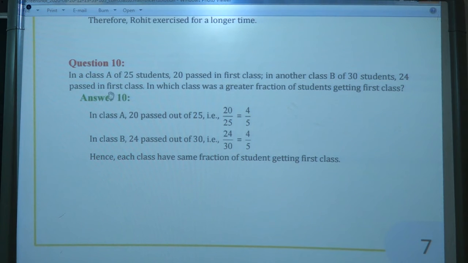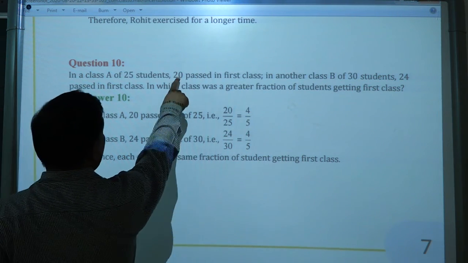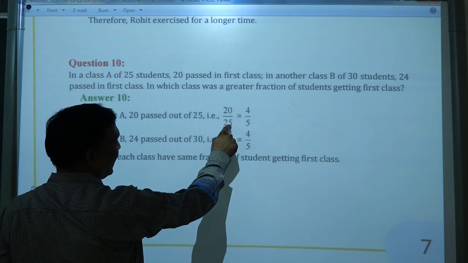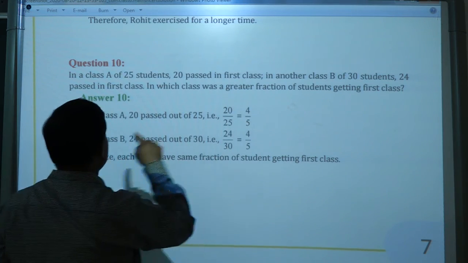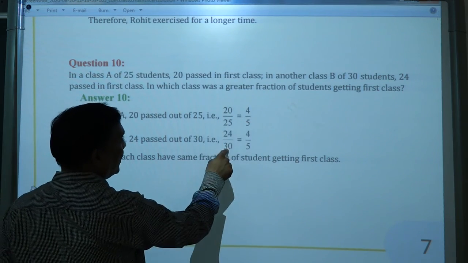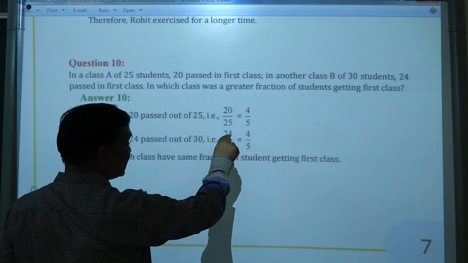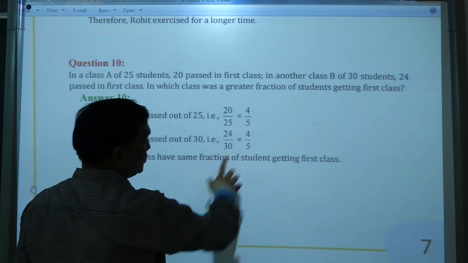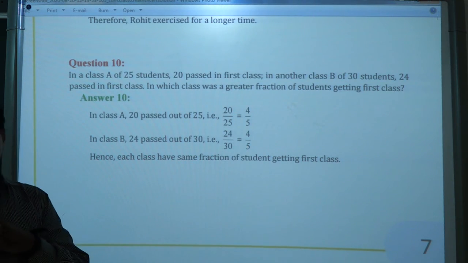In class A of 25 students, 20 passed in first class. In another class B of 30 students, 24 passed in first class. In which class was the greater fraction of students? First you have to find the fraction. 20 passed out of 25: 5 fours are 20, 5 5s are 25. The fraction is 4 upon 5. Next in class B, 24 out of 30: 6 fours are 24, 6 5s are 30. 4 upon 5 again. So both classes have the same fraction.